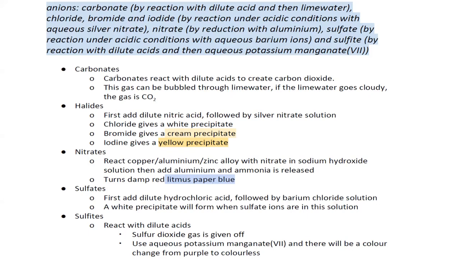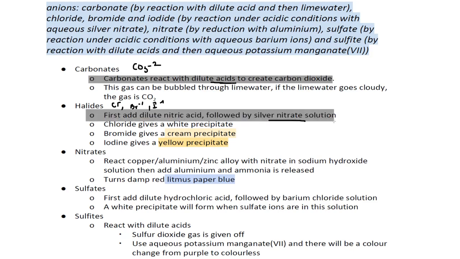So if you want to test a carbonate ion, this is the carbonate ion. What we do, we add acid. If you want to test halide ion, halide means chloride, bromide, iodide, what we do, we add nitric acid followed by silver nitrate. If it gives a white PPT, it means chloride is there. If it gives a cream color precipitate, it means bromide is there, and if it is a yellow precipitate, it will be iodide. So carbonate is tested by adding an acid. Halides are tested by adding acid followed by silver nitrate.